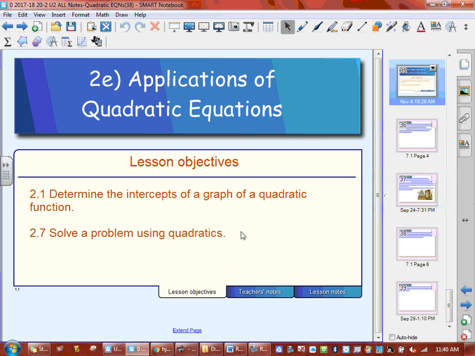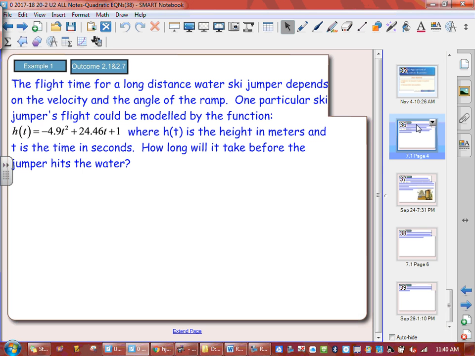Okay, we are on lesson E, applications of quadratic equations. So we are looking at 4 specific problem-solving questions. Now, most of the problem-solving questions that we're going to get are always going to deal with some sort of a projectile where it's being launched and then it's going to land.